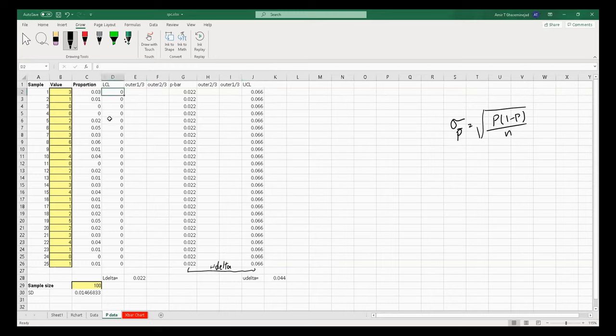Oh, LCL cannot be a negative number. You have to change it to 0. If you saw that your formula shows you a negative number, as it did to me, you cut it to 0. Oh, so you just go and manually make it 0. Yes, because the measurement of lengths or the measurement of number of faults can never be negative. Now from the upper control limit, we have to subtract one third of this delta, and that gives us the outer one third ribbon. Don't forget F4.